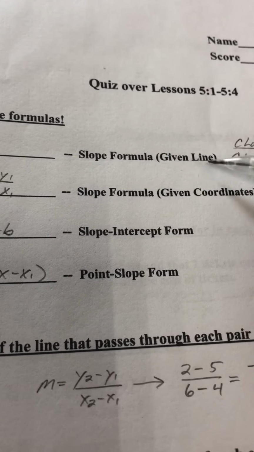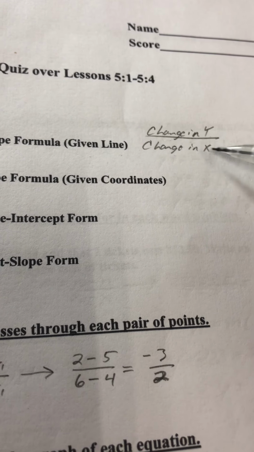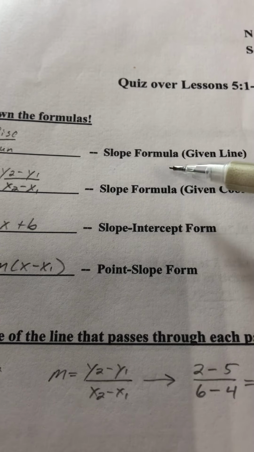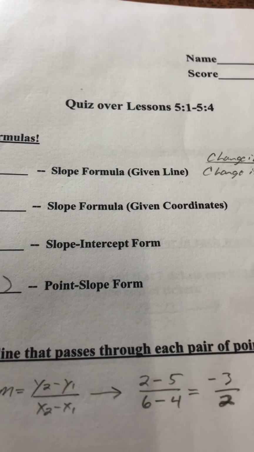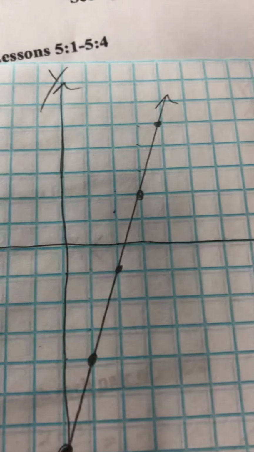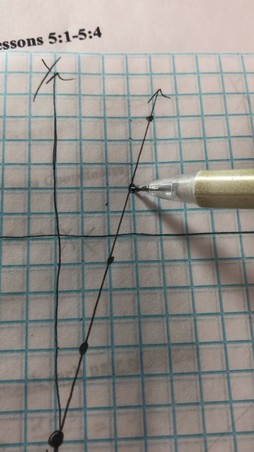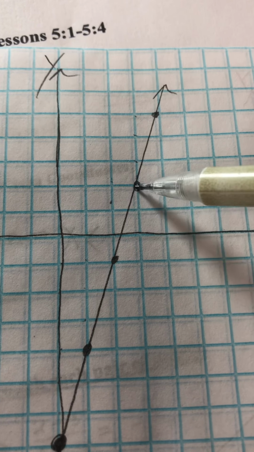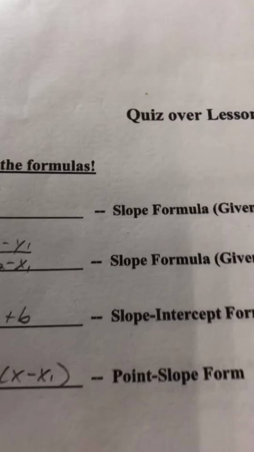The slope formula given a line, it's just your rise over run or your change in y over the change in x. I'm not sure exactly how they want you to word that, but that would be when you're given a line, you're just counting how much it goes up. We'll use these examples later on. From this point to this point, it's how much it goes up, the rise over the run, or the change in your y values, and the change over the change of your x values. So that would be what you're looking at for number one.